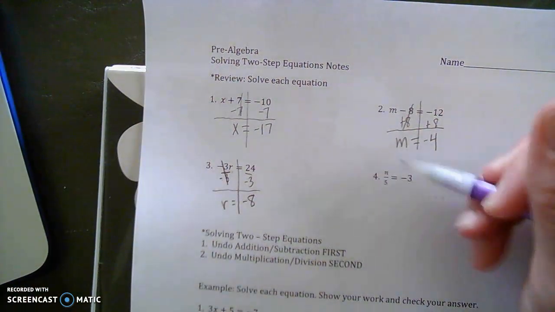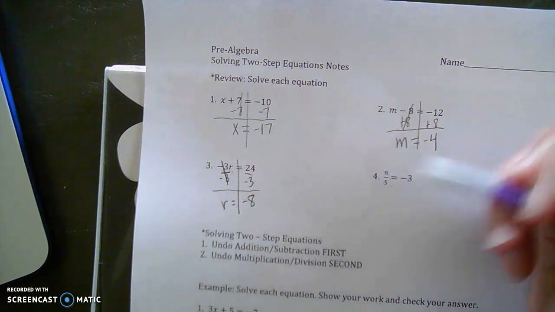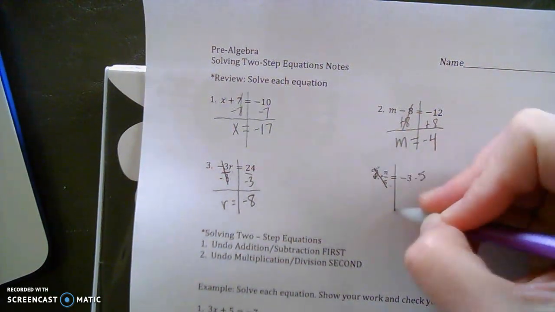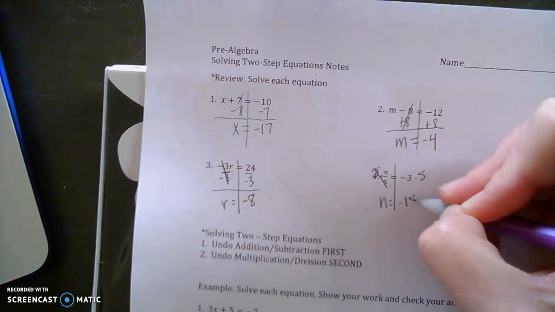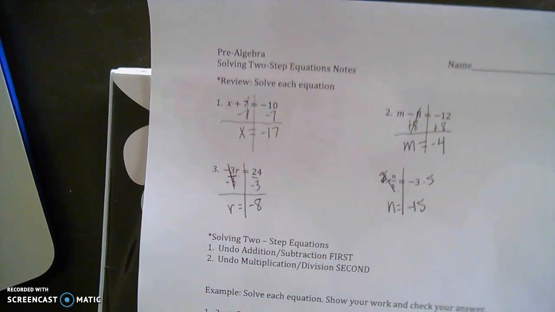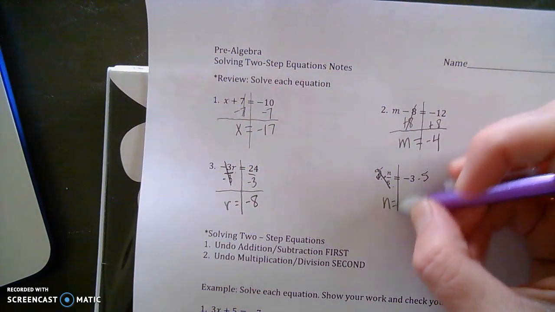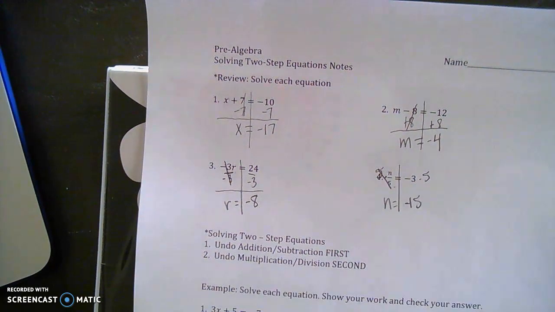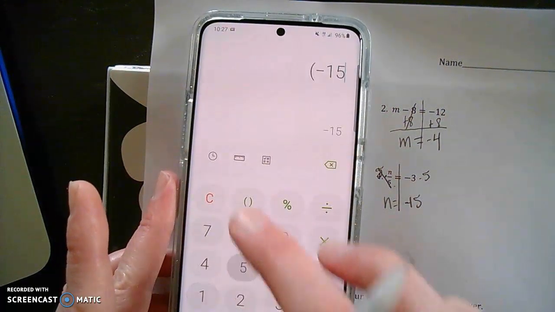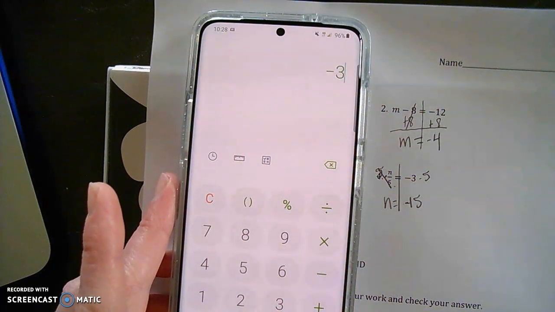Okay, again, usually fractions kind of scare us, but remember this just means n divided by 5. So to undo divide by 5, we times by 5. n equals -15. Sorry, that's kind of blurry. Okay, so to check that one, we need to do -15 divided by 5 and make sure we get -3, and we do.